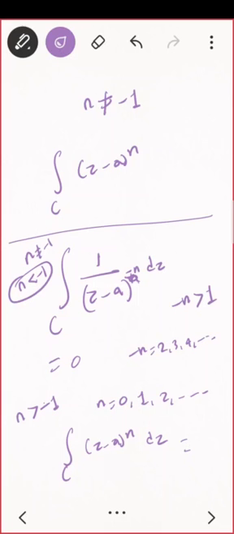Cauchy-Gorsat theorem, tell me. What does the Cauchy-Gorsat theorem say? If your function is analytic in that contour, then it is 0. So there is no problem in doing this. This is by Cauchy-Gorsat theorem. I hope you remember the Cauchy-Gorsat theorem. We have done some examples based on that.